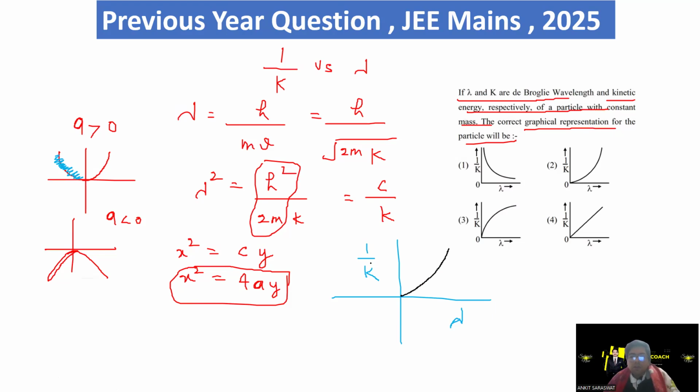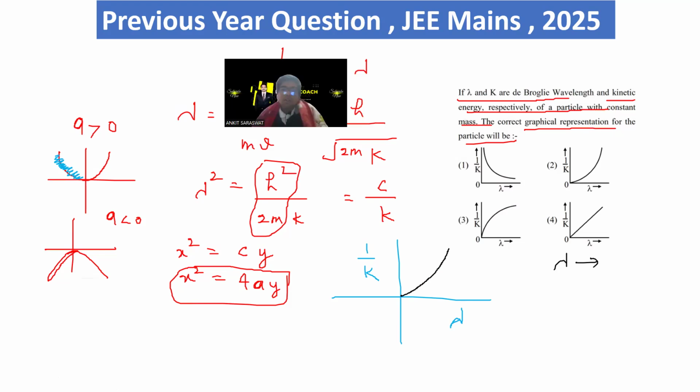Why am I not taking this left side portion? Because lambda is a distance. Wavelength is a distance, so it cannot be negative. Distance cannot be negative. It can be zero, it can be positive. It's a magnitude. It's the distance between two crests, or two troughs, of a particle wave which are in the same phase. That's why option B is correct.